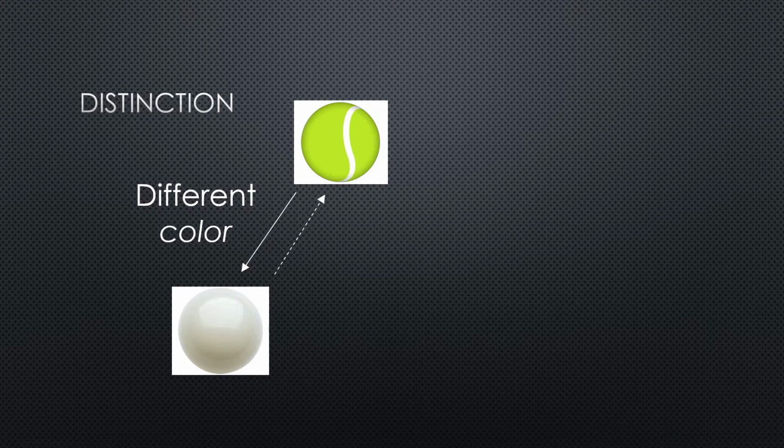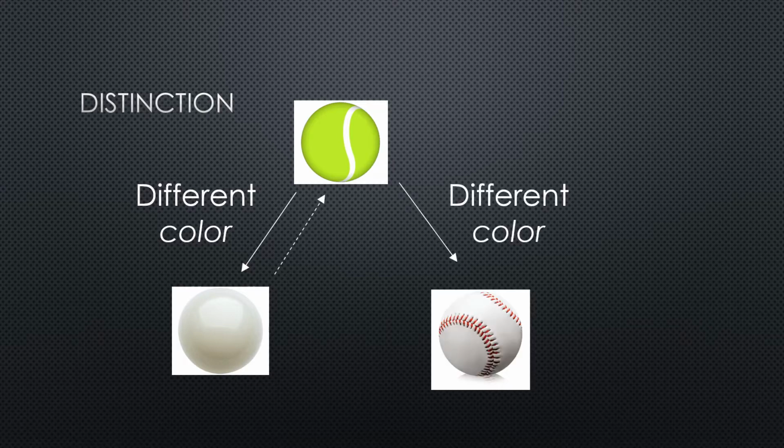Now I'll also teach that a baseball is a different color than the tennis ball. Again, the symmetrical relation will likely emerge. But what about the transitive relations? We know that a baseball is a different color from a tennis ball, and so is a cue ball. But we actually don't know about the relation between a cue ball and a baseball when it comes to distinction. They may actually be the same color as each other, and in this case, they are.